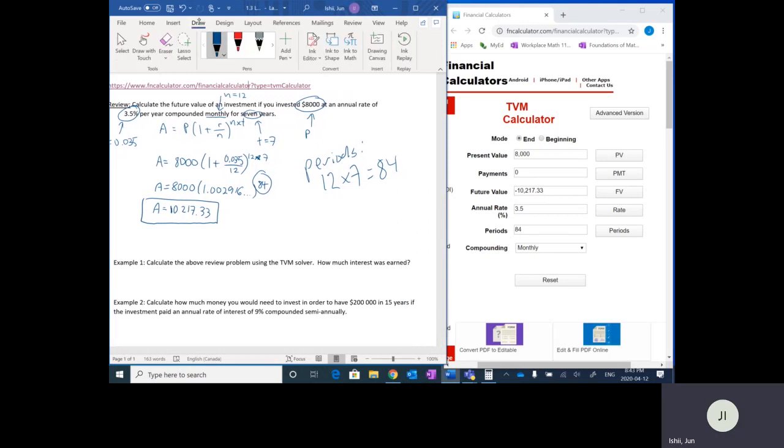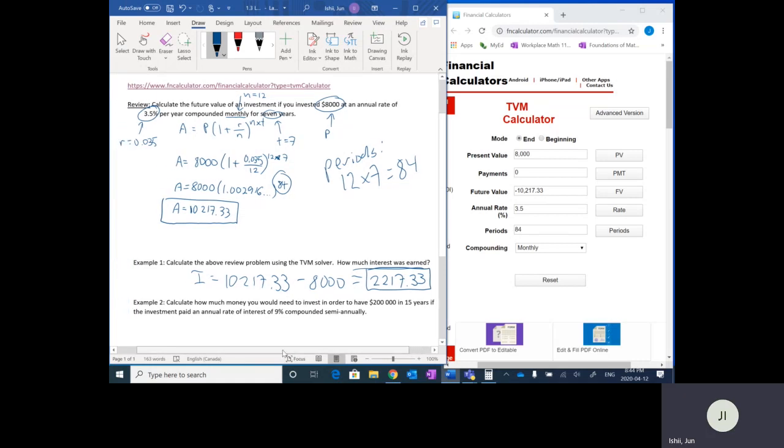Now the second part of this example is we want to know how much interest. Interest is how much you make on top. At the end of the 7 years, it's 10,217.33. So that's how much it's worth. We started off investing 8,000. Therefore, for the interest earned, you're going to subtract, so that's going to be $2,217.33. Just a little bit of an add-on to this question. Cool.